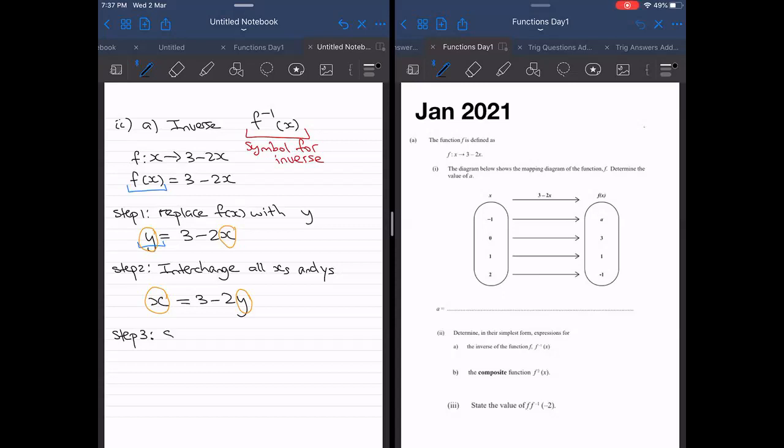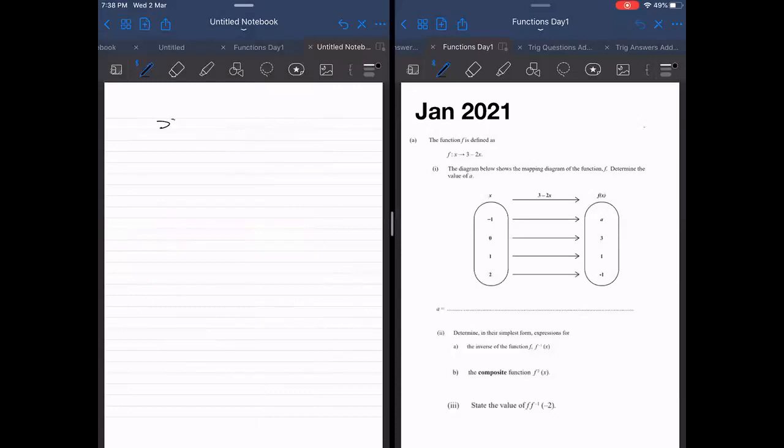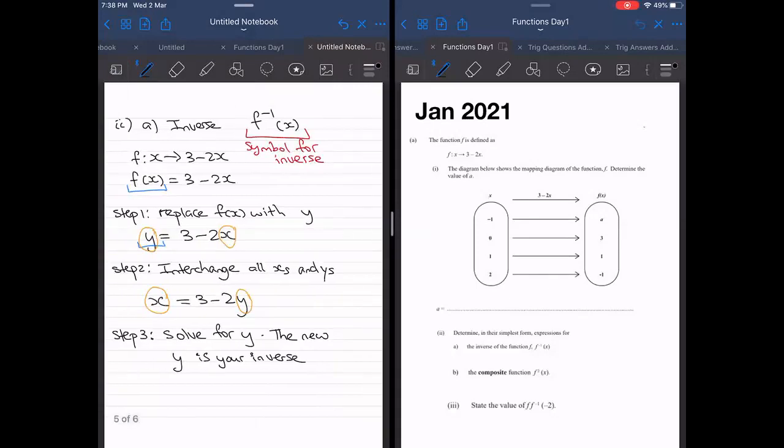All right, then for step 3, we are going to solve for y. The new y is your inverse. Once you solve for y, whatever that new y is, that's your inverse. So what do we have? We have x is equal to 3 minus 2y.